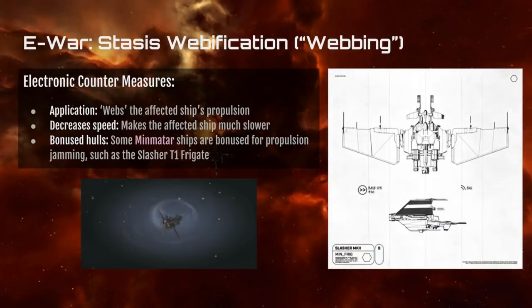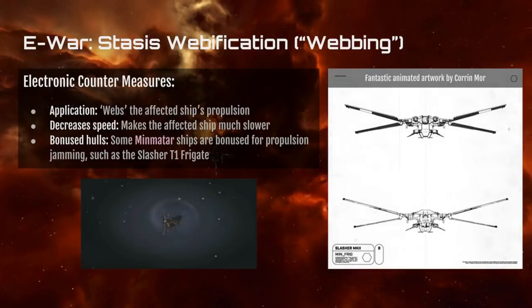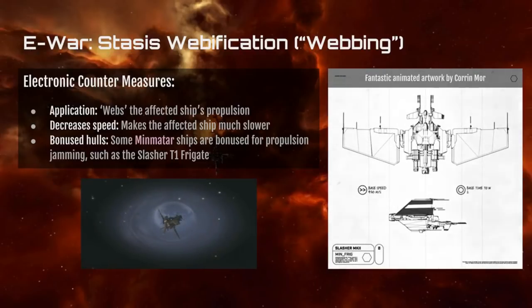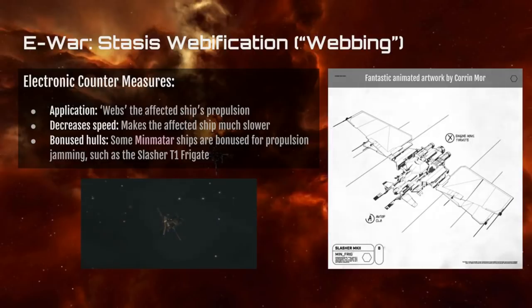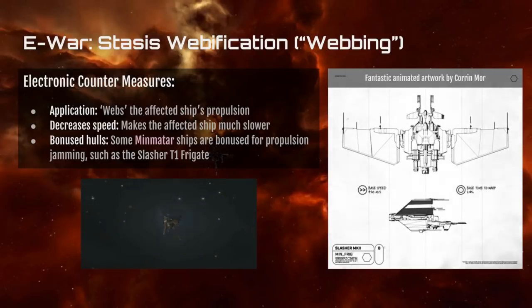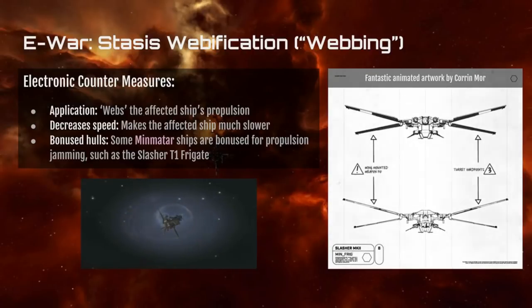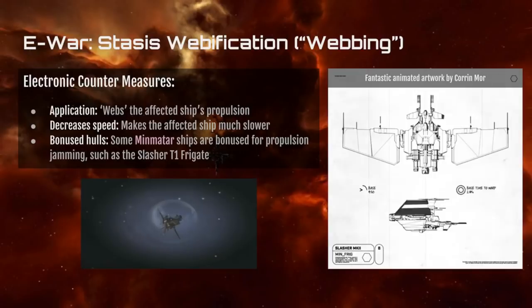The Slasher, pictured here in this lovely animation by Corn Moore, is one of the favorite T1 tackle ships in all of EVE. It's inexpensive, it's lightweight, it's fast. It can kite, it can tackle. It's really quite a nice little ship as far as Minmatar frigates go.